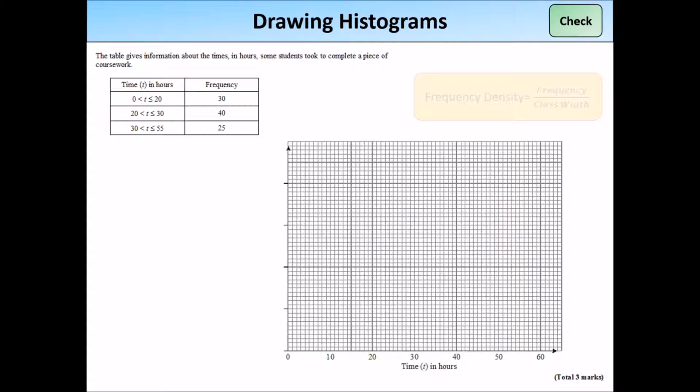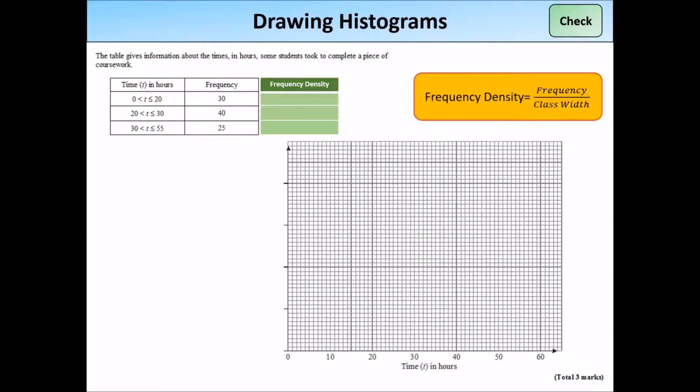What I want you to do first of all, remember, is that golden rule there. The frequency density equals the frequency divided by the class width. So we're going to add our column in. There it is, nice and green. And then we're going to do 30 divided by 20, 40 divided by 10, and 25 divided by 25. Really simple. That frequency density then is going to be the height essentially of each of your bars.